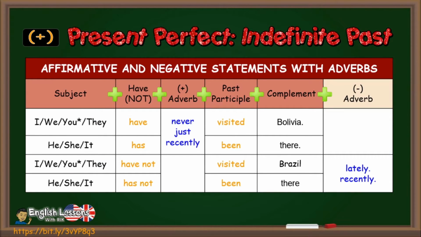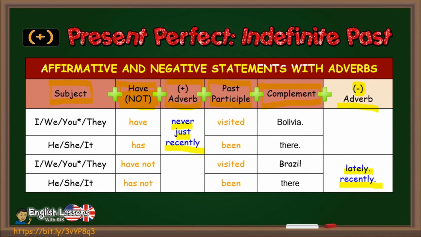Now, in order to make affirmative and negative statements with adverbs, we must write first the subject plus the auxiliary have in positive and have not in negative plus the adverbs. Here we can use never, just, and recently, plus past participle, plus complement. We can use lately, recently at the end of a negative sentence.